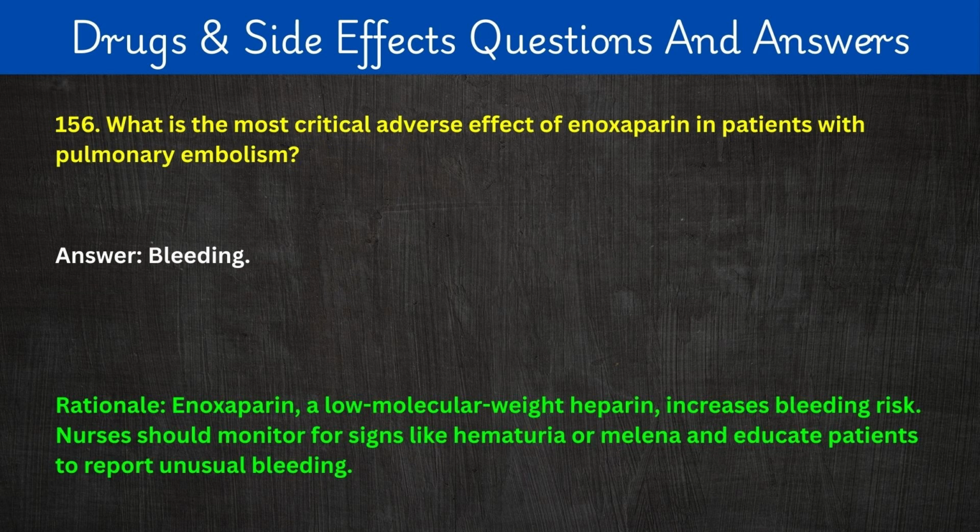156. What is the most critical adverse effect of enoxaparin in patients with pulmonary embolism? Answer: bleeding. Rationale: enoxaparin, a low molecular weight heparin, increases bleeding risk. Nurses should monitor for signs like hematuria or melena and educate patients to report unusual bleeding.